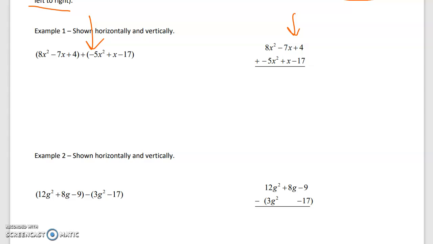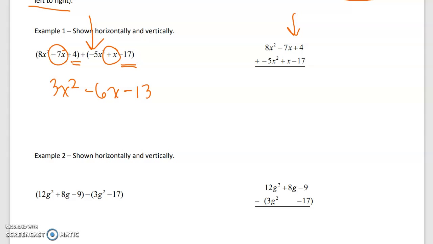8x squared plus negative 5x squared is 3x squared. Negative 7x plus positive 1x is negative 6x. 4 plus negative 17, or minus 17, is negative 13. That's the answer. Here it is in standard form, ready to go.